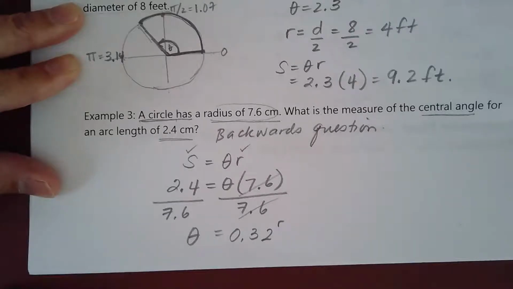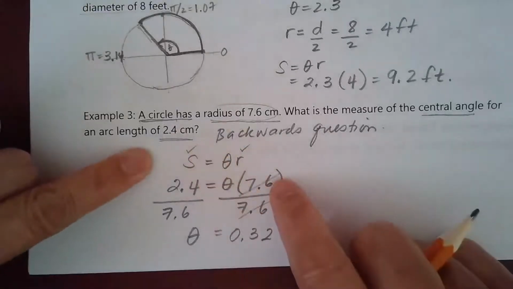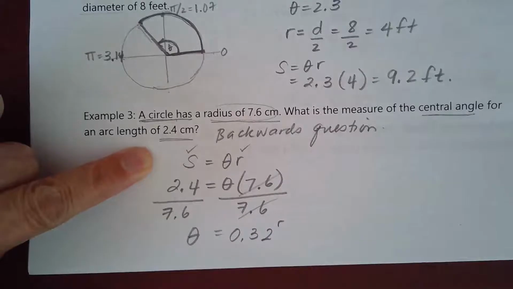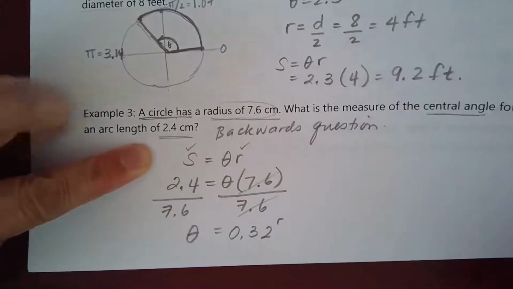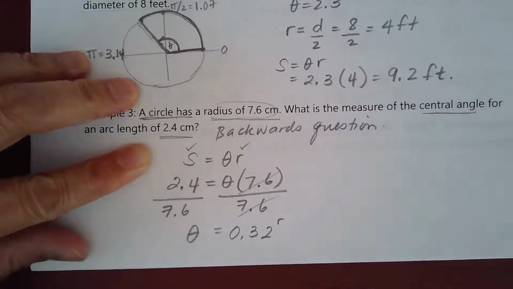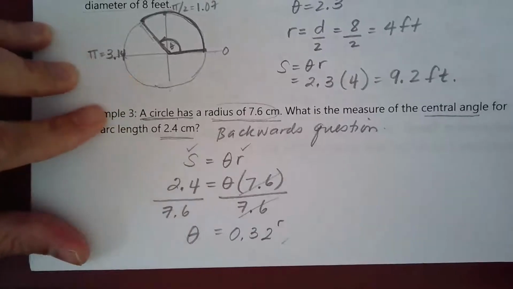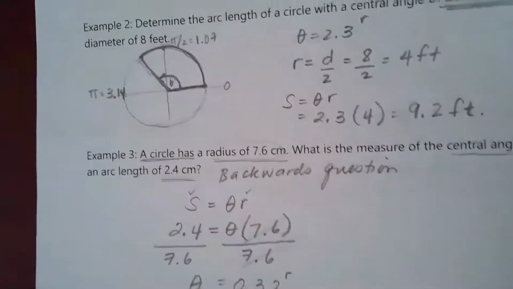And 2.4 is the arc length divided by 7.6. Okay, so that's that. That one's not bad. Let's go on to the next example.